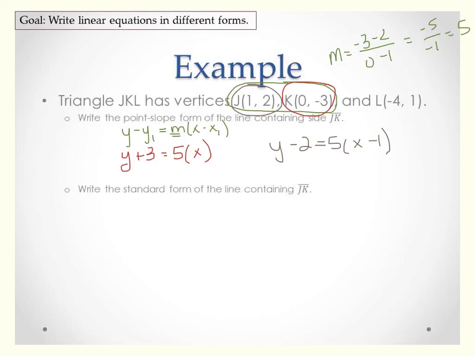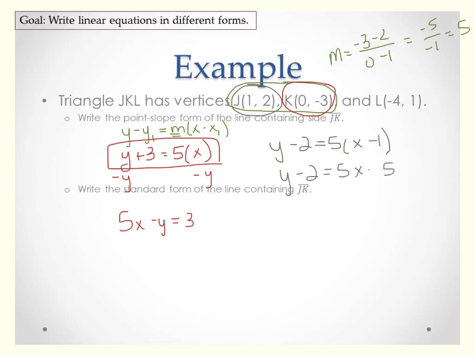Then if you want to write it in standard form, for the first one, I would actually probably move the y to the other side. So that is the answer for the top one. But if you move the y to the other side and then flip the whole equation, you're going to have 5x minus y equals 3. There's your standard form.